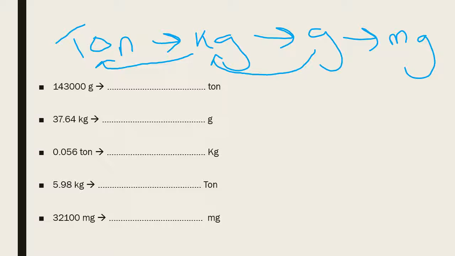So we've got 143,000. So we're going to want to go from grams to kilograms, from kilograms to ton. So we move how many times? 6 times. 1, 2, 3. So now we've converted from grams to kilograms. Now we have to convert from kilograms to ton. 1, 2, 3. Remember, our point is now here, so we have to put a 0 at the front. So the answer is 0.143.